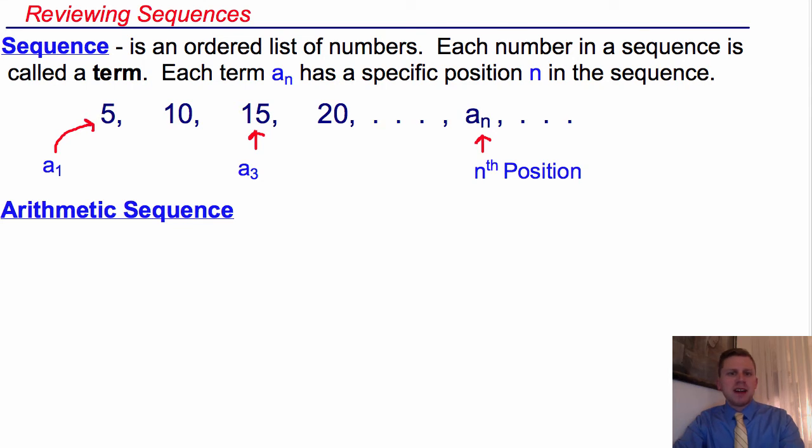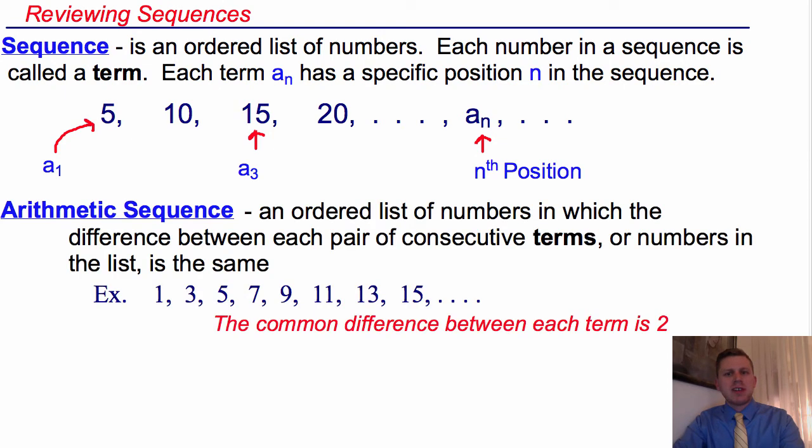Here's a sequence, 5, 10, 15, 20, and so on, and if you recall, a sub 1 would be the first term, a sub 3 the third term. We've already learned about arithmetic sequences. An arithmetic sequence is an ordered list of numbers in which the terms have a common difference. In this sequence, you can see the common difference is 2. These terms are increasing by 2.